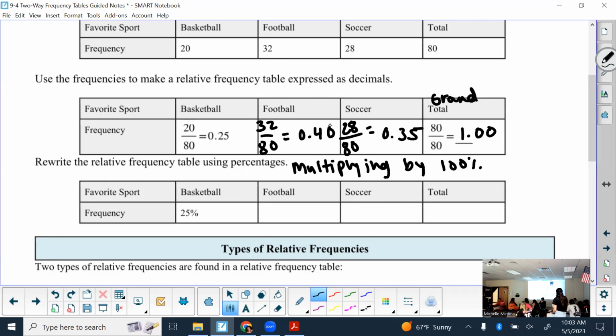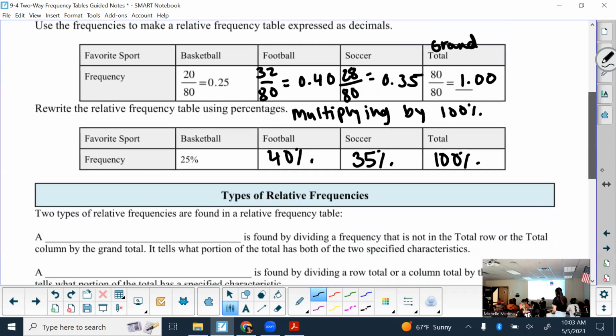So then, table 5, what's the percentage for football? 40%. Table 4, what's the percentage that like soccer? 35%. And for the total, table 3, it should be 100%. Okay, good. Any questions? Should my grand total ever be bigger than 100%? No.